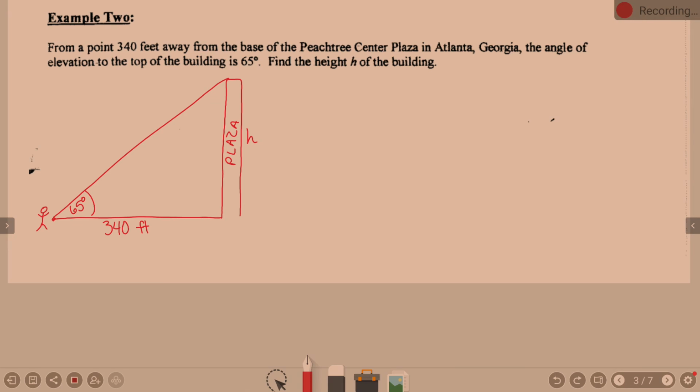Point is, what did I just draw? I just drew a right triangle. The person aside, the plaza aside, I drew a right triangle where I know the base is 340. I know there's an angle of 65 degrees. I'm going to try and define the height. There's a right angle because the ground and the plaza make a right angle, hopefully. So, what are you doing to solve this?